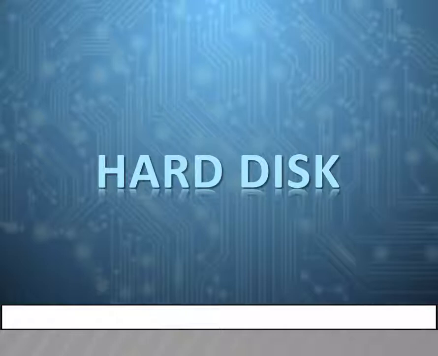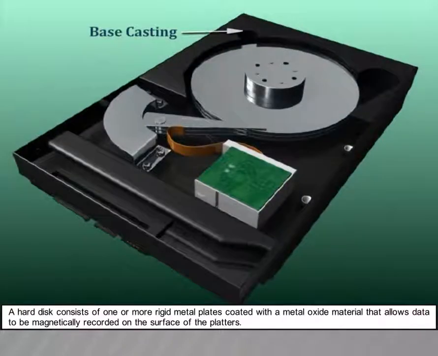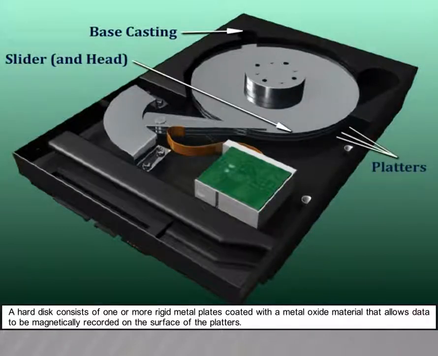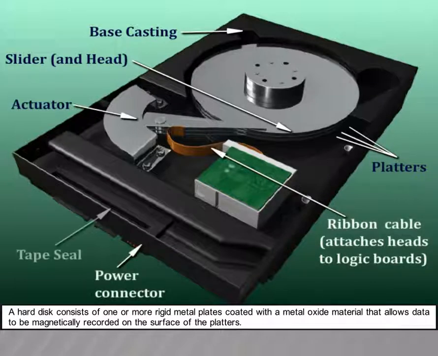Hard disk. A hard disk consists of one or more rigid metal plates coated with a metal oxide material that allows data to be magnetically recorded on the surface of the platters.